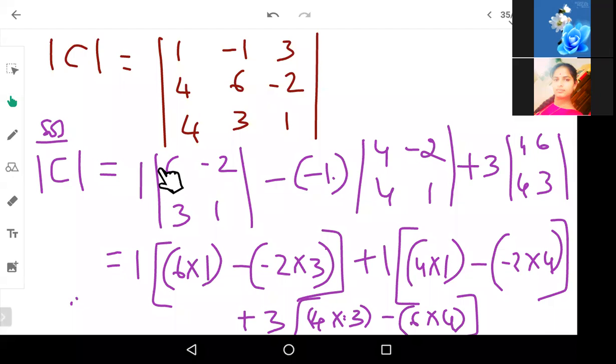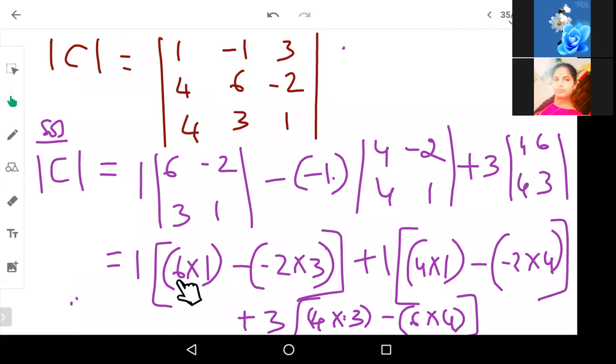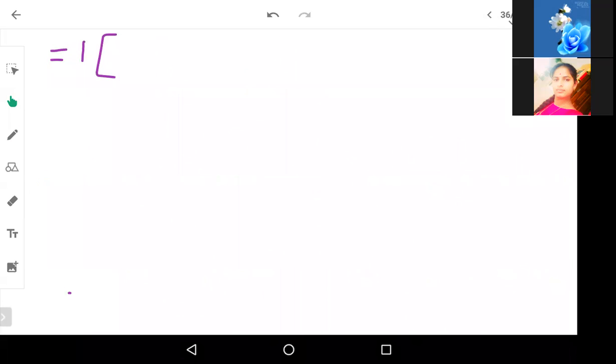Good morning, everyone. So here, 6 into 1 minus of minus 2 into 3. Okay, Anusha has got 19. No, that is also not the answer. So what will you get here is 1 into 6 ones are 6 minus of minus 2 into 3 is minus 6. Okay, Bindu has got minus 12. Okay, we will see that, Bindu. Keep that answer as it is.